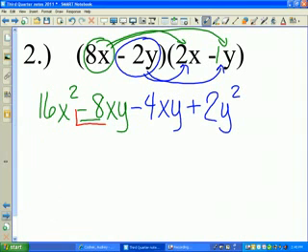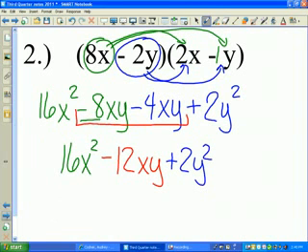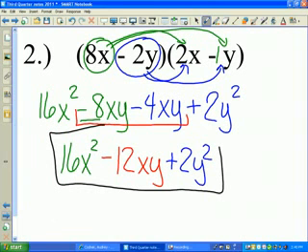So, what do we notice? This negative 8xy and this negative 4xy are my like terms. So let's combine them. That should give me a negative 12xy. And then from here, I'm just bringing everything down. My 16x squared is coming down, and also my plus 2y squared is coming down. And then this will be my final expression.